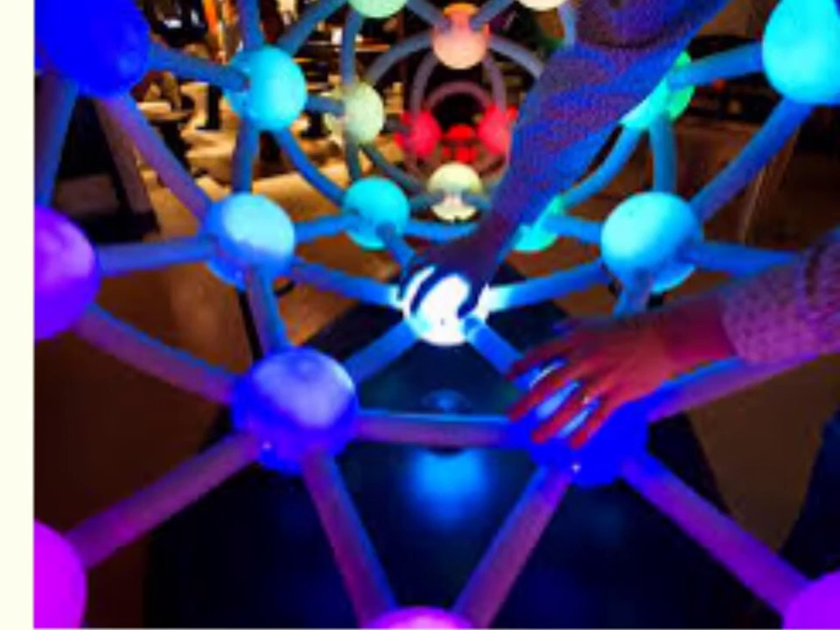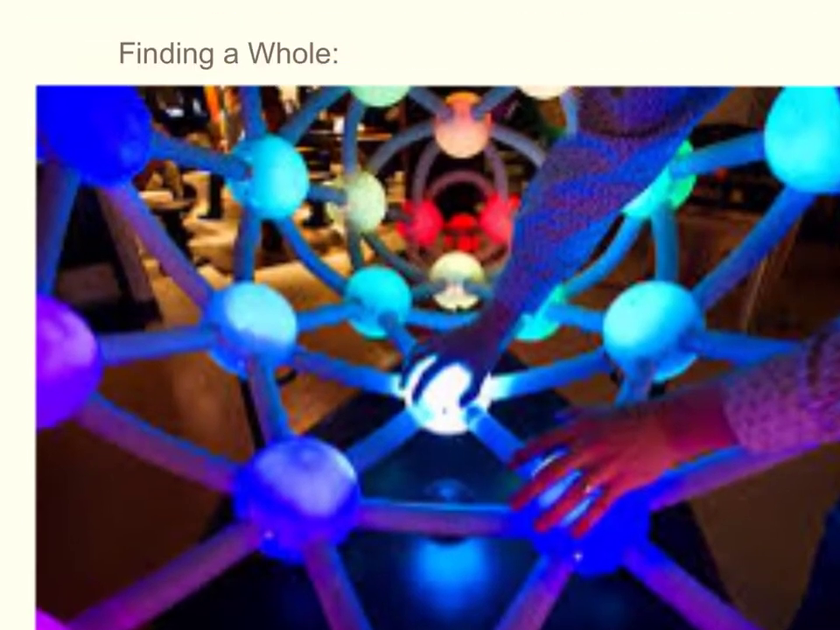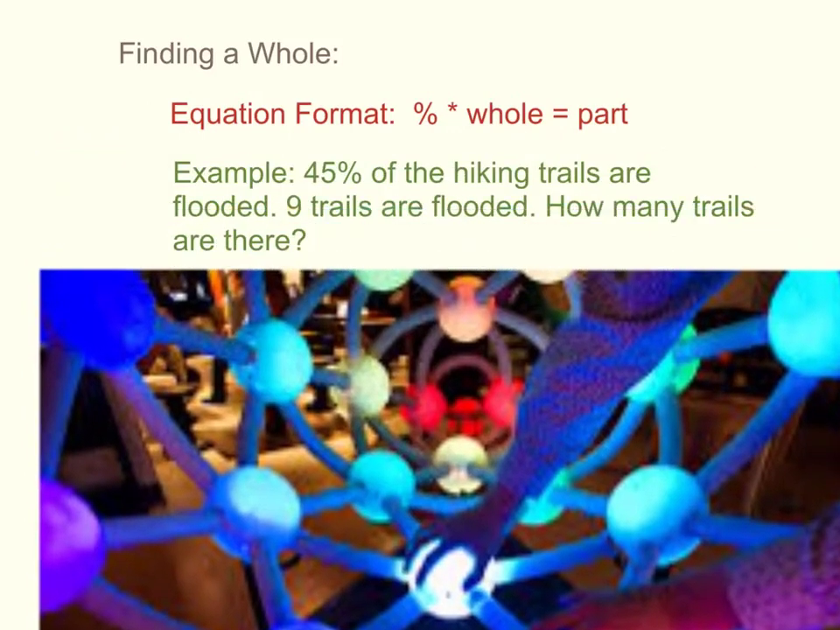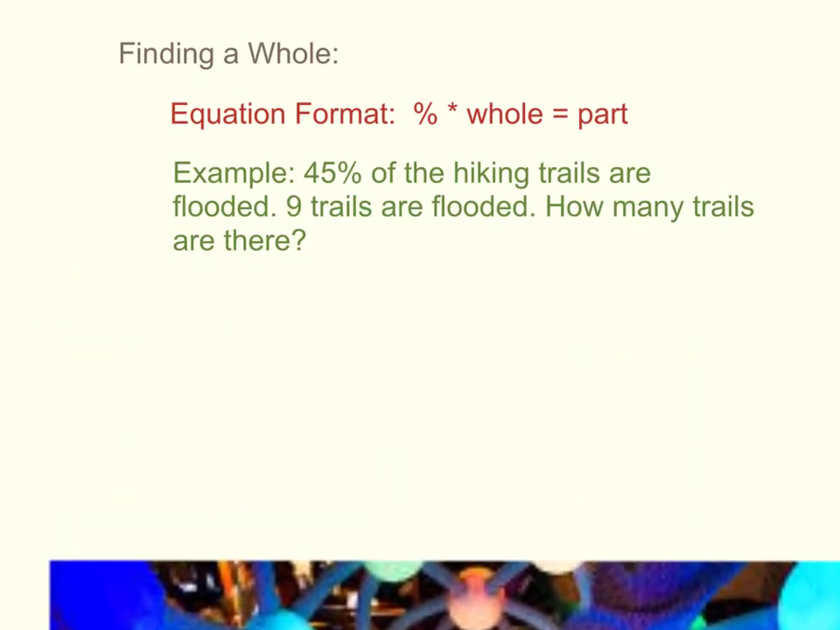The last equation format that we are going to explore is used to find a whole. The equation format is the percent times the whole equals a part. Remember, the percent is always written as a decimal in these equations. Please take a moment to pause this video and write down the equation format. Now let's try an example together. 45% of the hiking trails are flooded. 9 trails are flooded. How many trails are there?